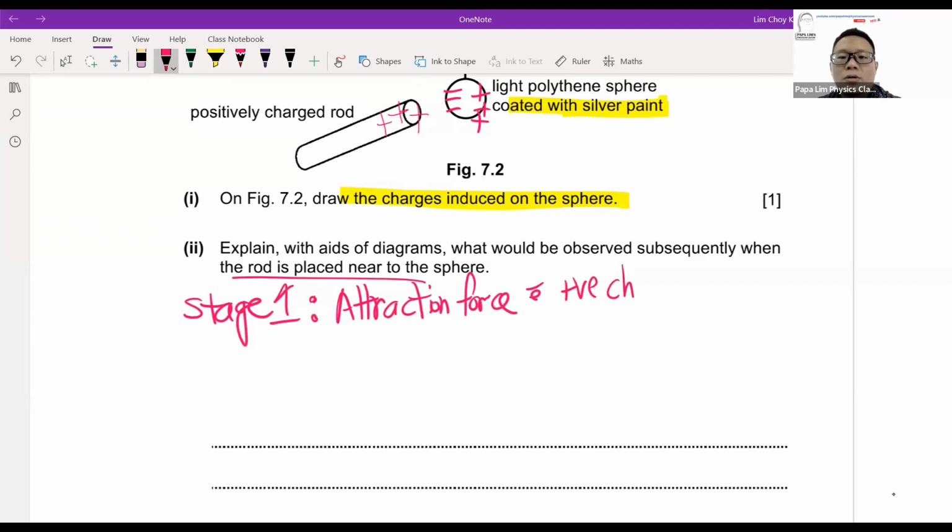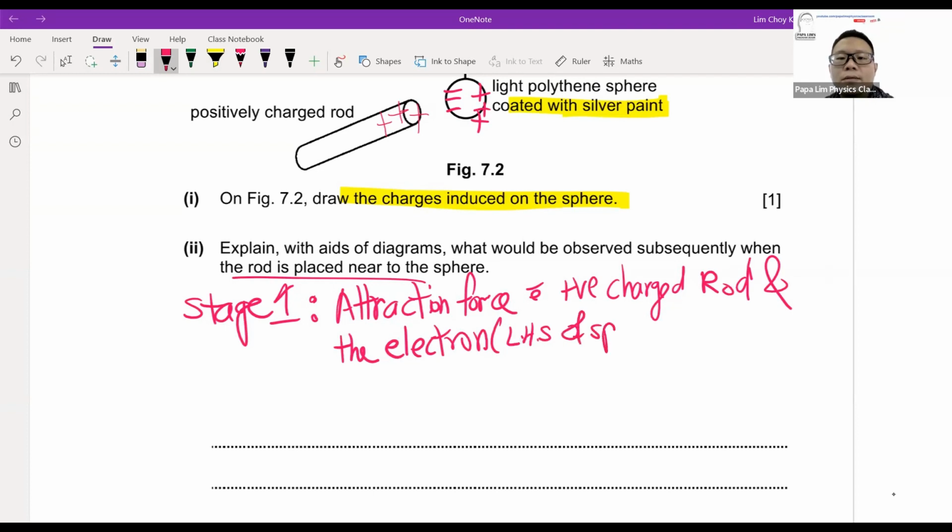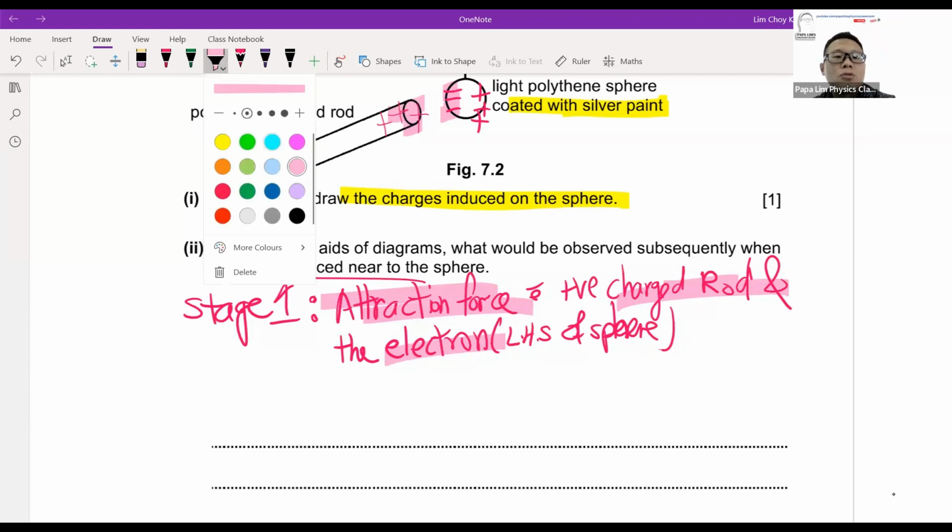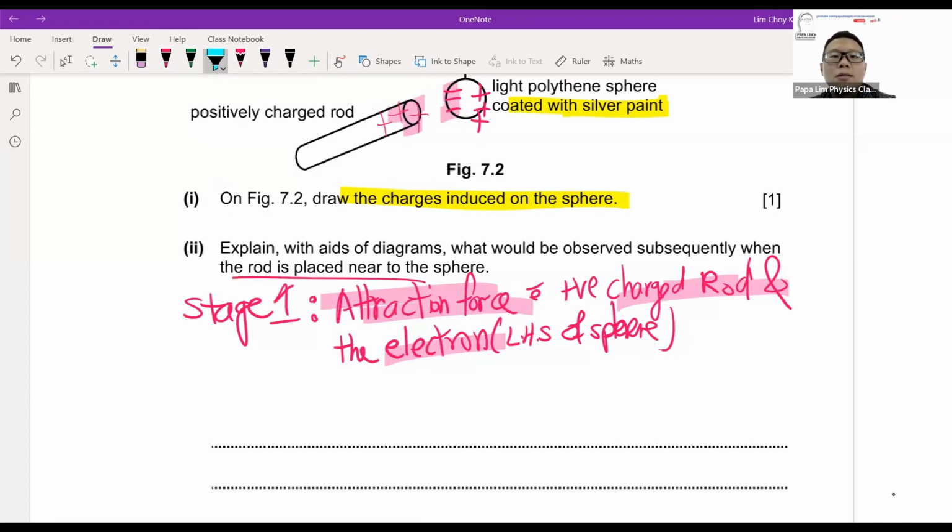the positive charge rod and the electrons, these electrons referring to the left-hand side of the sphere. So we are talking about this area here, where you have an attraction force, and you will find that this attraction force is actually stronger than the repulsion force between the positive charge on the right-hand side of the sphere and the positive charge on the rod. So this is what happens. It's stronger.